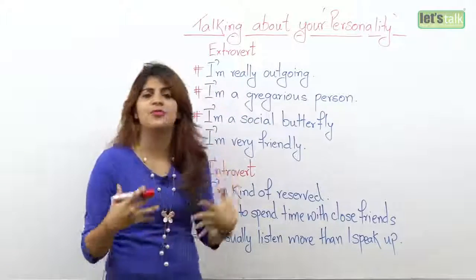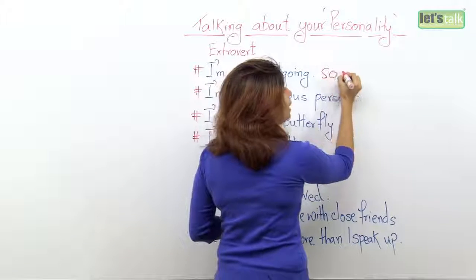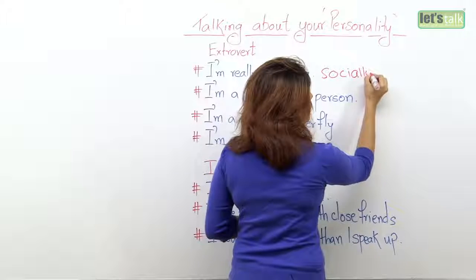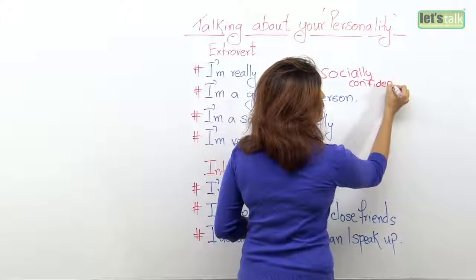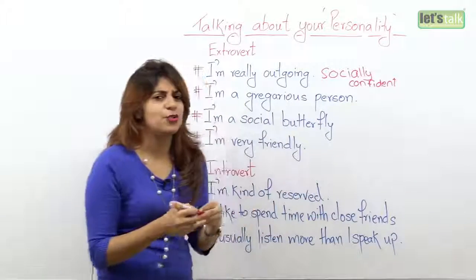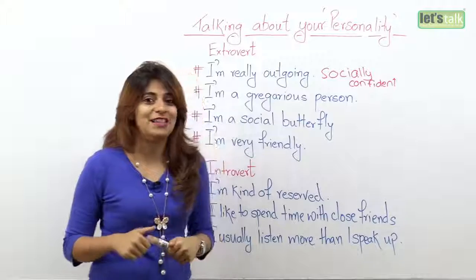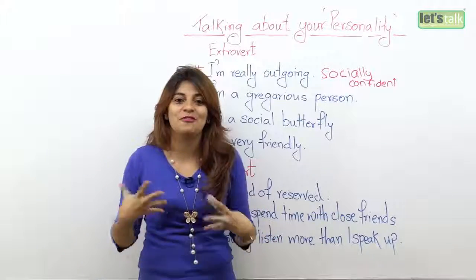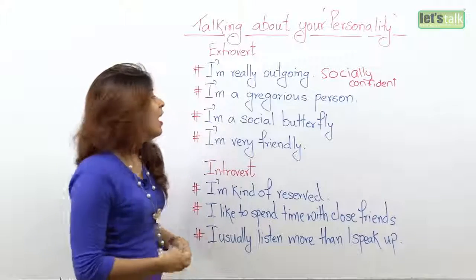So someone who is very outgoing, it means that you are very socially confident. So you don't get nervous when you end up meeting new people. You are very confident and you love making new friends and you love being around new people.